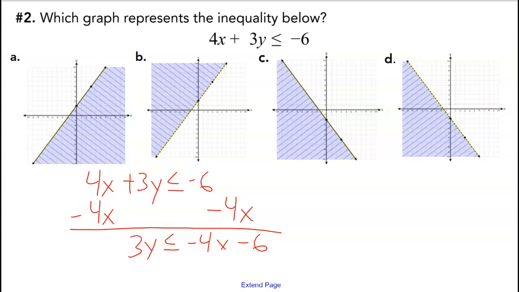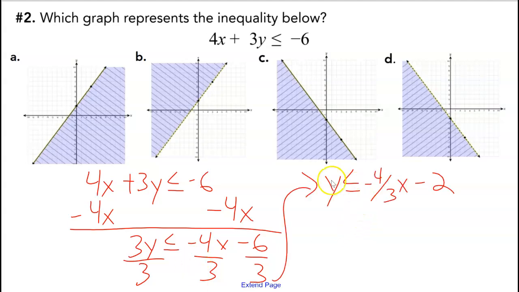Alright, the next thing I'm going to do is divide by 3, because the coefficient here is 3, to get y by itself. And I do it on each term. That's going to leave me with y is less than or equal to negative 4 over 3 x minus 2. Now we've got a little bit more information.